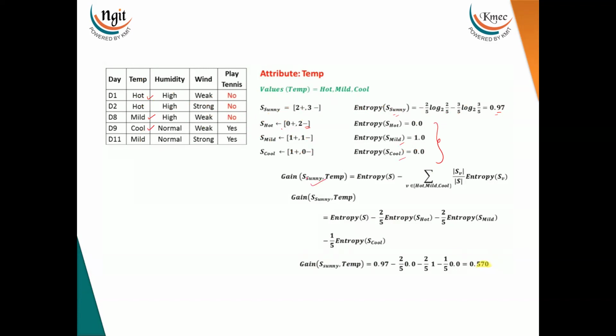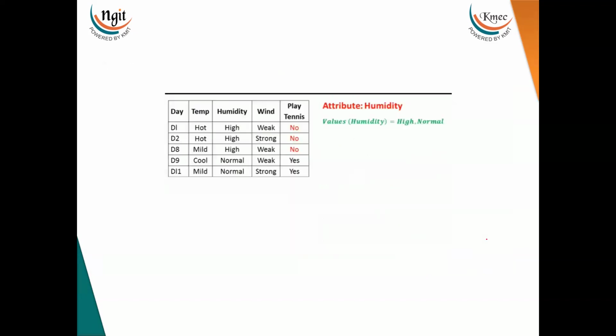And we know the gain of sunny with the temperature is the entropy of this whole set, 0.97, minus the entropy of S hot, mild, cool. Whatever values we got here, at last we got the information gain of this particular attribute, temperature, under S sunny as 0.570. So next one for humidity.